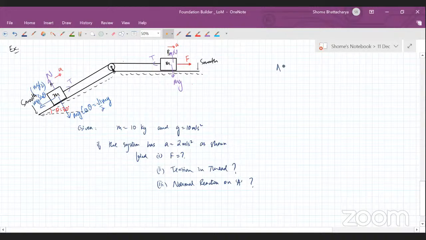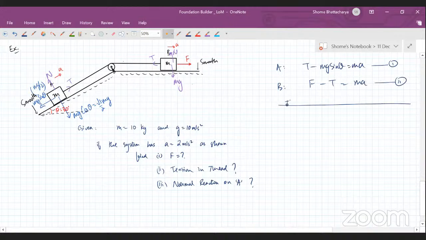So for the block A, I will have the equation along the inclined plane: T minus mg sin theta is equal to ma. And for the block B, along the horizontal surface, I'll have F minus T is equal to ma. Now just add these two equations. So T cancels out. So F will become 2ma plus mg sin theta.